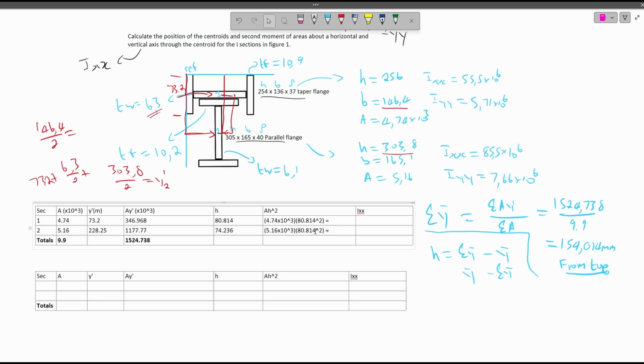74.236, 4.74 times 10 to the 3, 80.814 squared. Keep your answer in times 10 to the 6 when you get to this point. For this one, our answer is 30.956 times 10 to the 6.